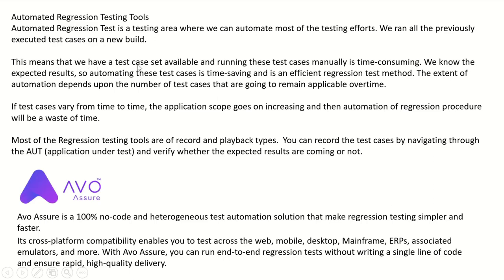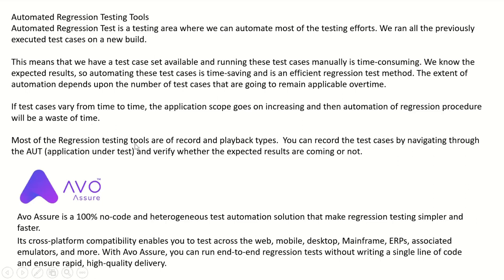This means that we have a test case set available, and running these test cases manually is time consuming. We know the expected results, so automating these test cases saves time and is an efficient regression test method. The extent of automation depends upon the number of test cases that are going to remain applicable over time. If test cases vary from time to time and the application scope goes on increasing, then automation of the regression procedure will be a waste of time.